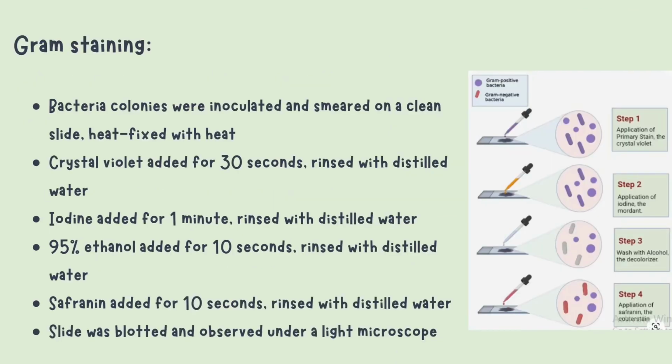After 18 hours, gram staining was done. The bacteria colonies on the plates were inoculated and smeared onto a clean slide and heat fixed with the Bunsen burner. Crystal violet was added for 30 seconds and rinsed with distilled water.